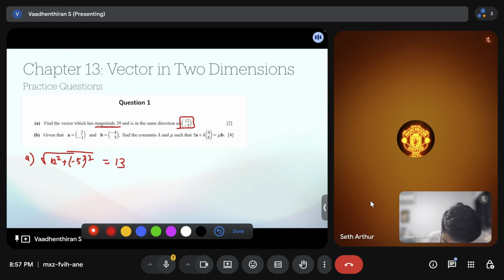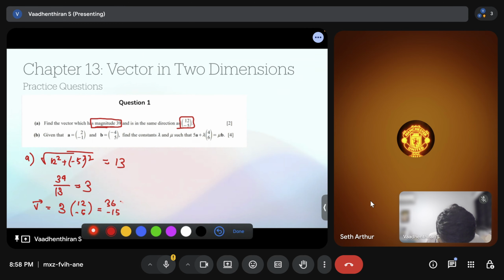and the required magnitude is 39. Since it's a magnitude of 39, you need to compare it with this. So what you do is 39 over 13, which is a scale factor. So how much you need to multiply this direction vector by. This is 3. So that means here the vector v will be 3 times (12, -5), which is (36, -15). So this is the answer.